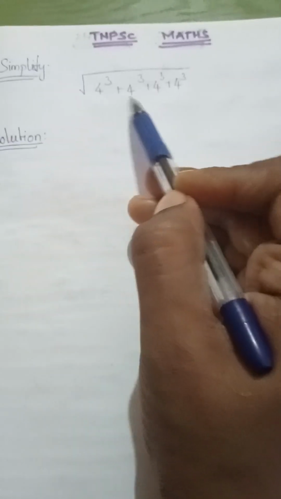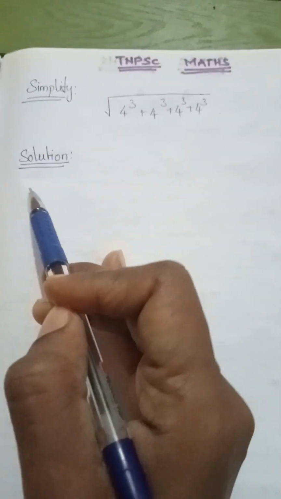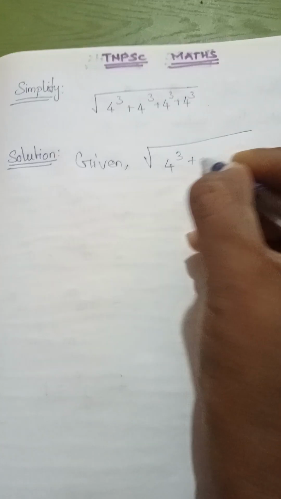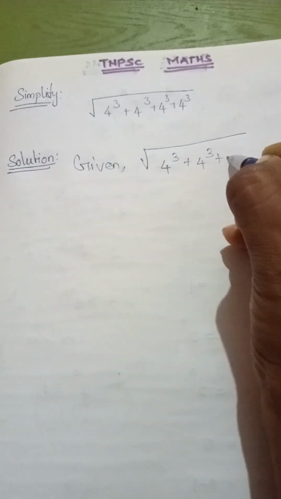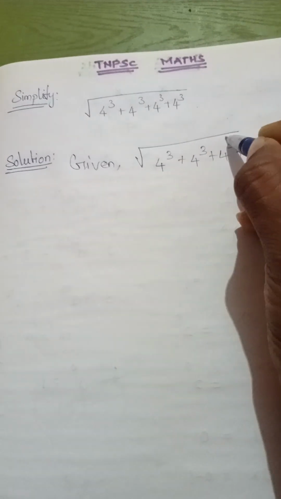TNPSC Max, simplify: square root of 4^3 + 4^3 + 4^3 + 4^3. Solution. Given: square root of 4^3 + 4^3 + 4^3 + 4^3.